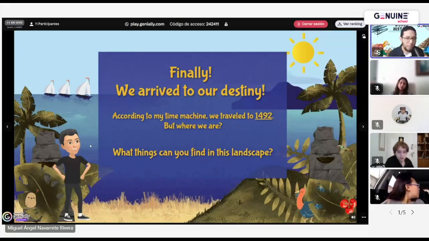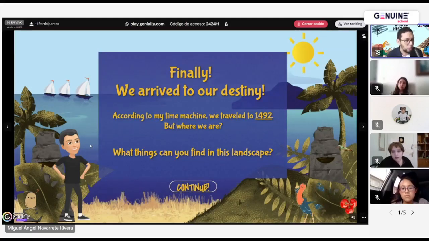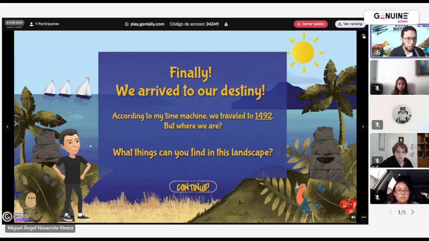So, according to my time machine, we traveled to 1492. But where are we? So, guys, this is the new task that you have. What things can you find in this landscape? What things can you identify? Again, guys, in the landscape there is a lot of hidden information. So, try to find the hidden information. If you find something, raise your hand, okay?